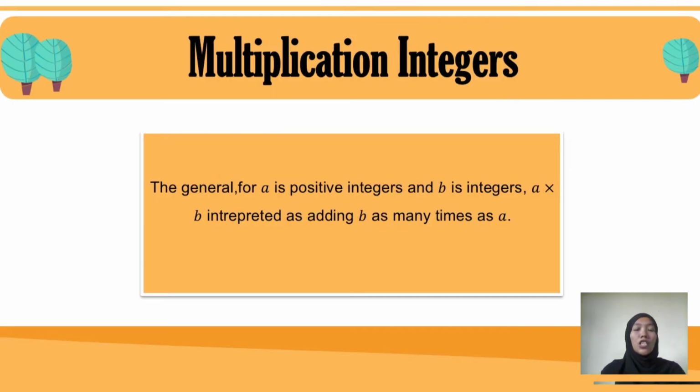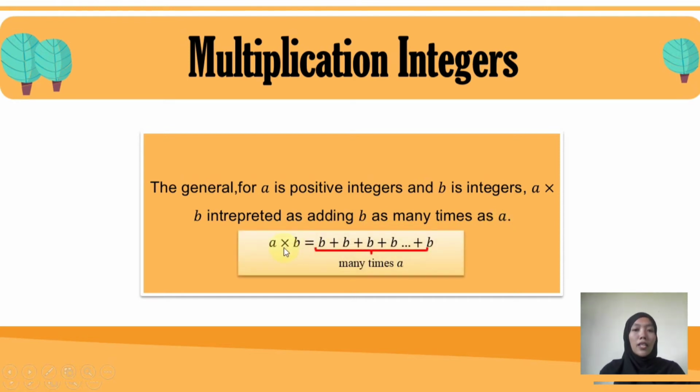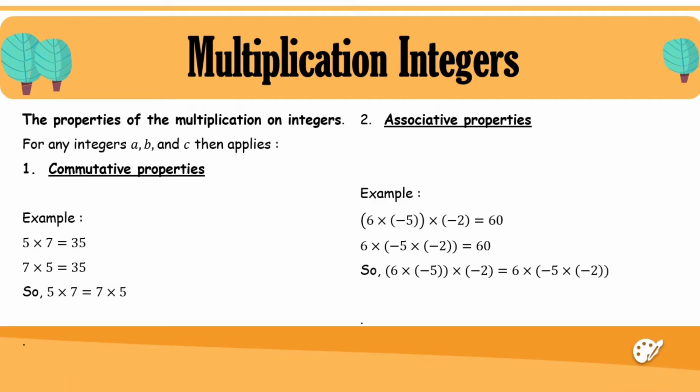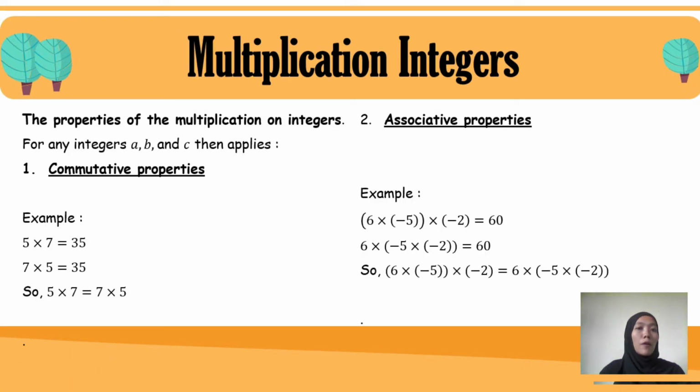The third integer operation is multiplication. In general, for a positive integer a and an integer b, a times b is interpreted as adding b as many times as a. We look at the formula. A times b is equal to b plus b plus b, as many times as a. Next, I will explain the properties of multiplication on integers.